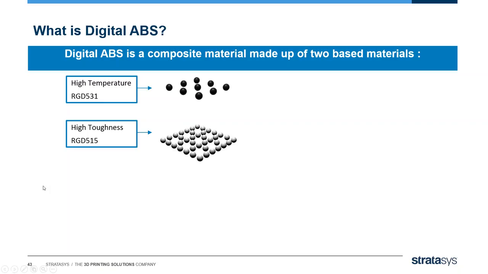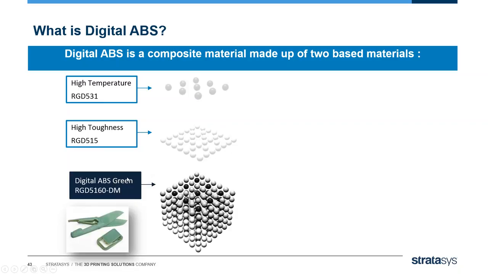Digital ABS is a two-component composite material. You have this version, the material 531, which is white. Here the points are black, but in the normal state this is a white, close to white material, a warm material, and there's a tough version, RGD515. This is the tough material component, and together they produce the ABS material, the 5160.